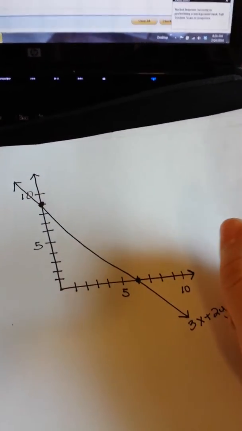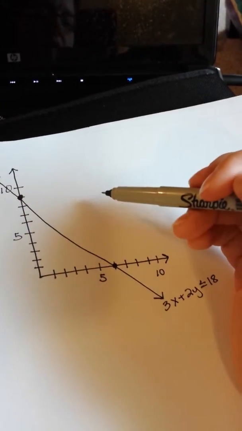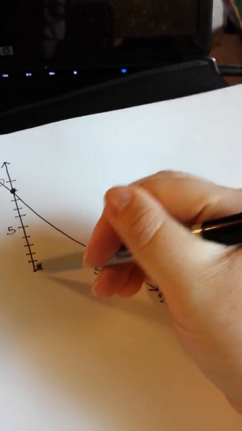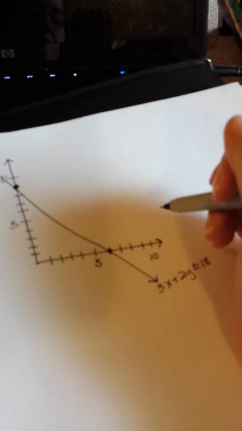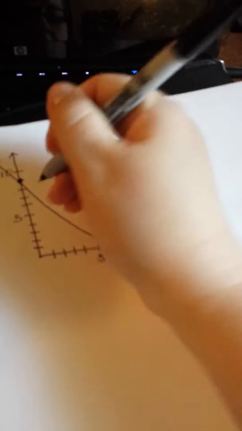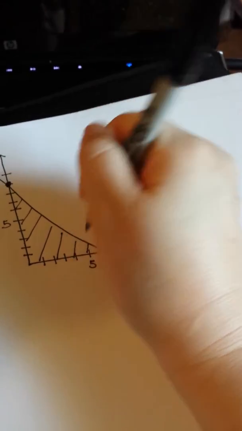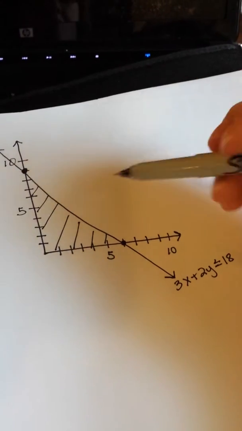Okay, so this was actually the inequality 3x plus 2y is less than or equal to 18. So that means all of the answers to this line are either all over here or all above the line. I need to decide which one is which. So if I pick a test point like (0, 0) and test it in my inequality, I get 0 is less than or equal to 18, which is true. So I would shade the area underneath this line. Okay, so this is the region that makes the first inequality true.